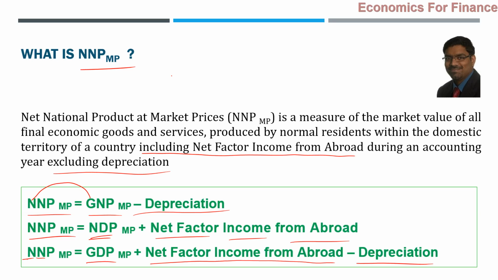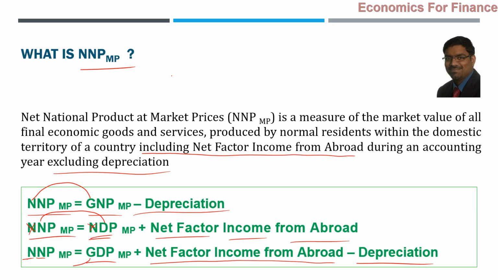Same way in the second one, net national product, net domestic product. Here also only one thing is to be changed. First one is N, second one is N also, so there is no problem here. Only domestic is to be changed to national. How can we do that? Add net factor income from abroad.